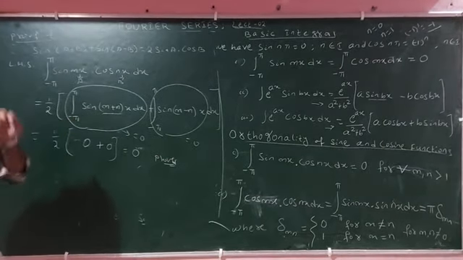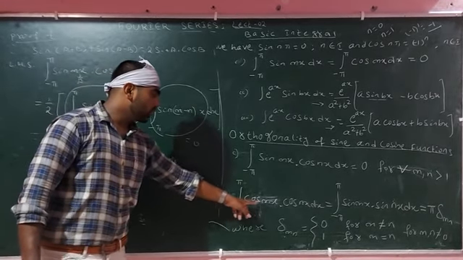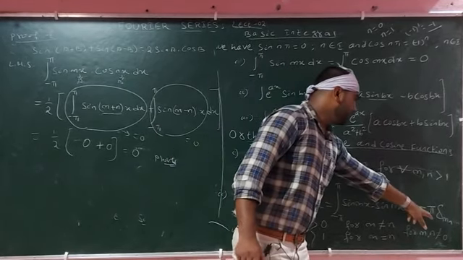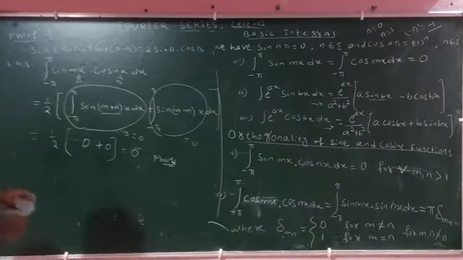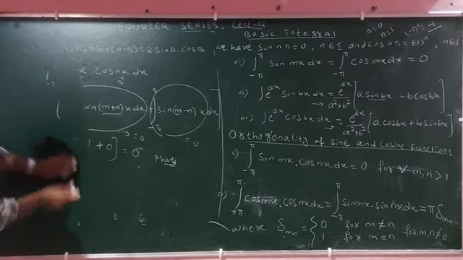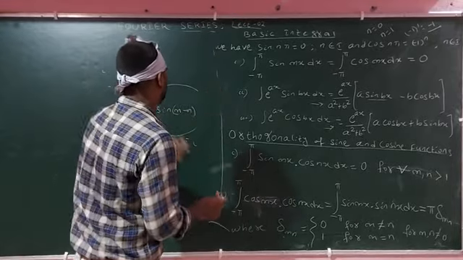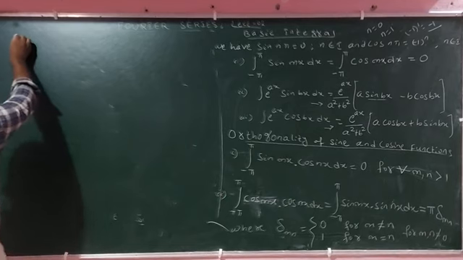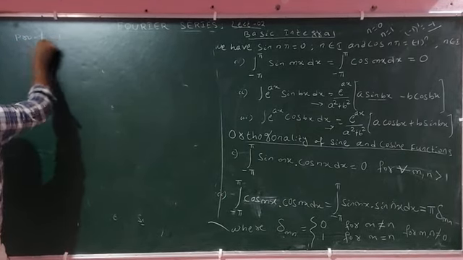In a similar pattern, we can also prove the integration from minus pi to pi of cos mx into cos nx dx equals pi delta mn. In a similar pattern, proof for the two orthogonality conditions, proof for the two properties.